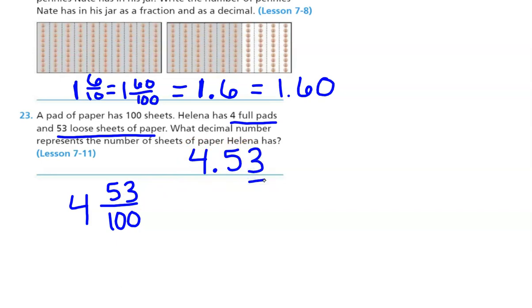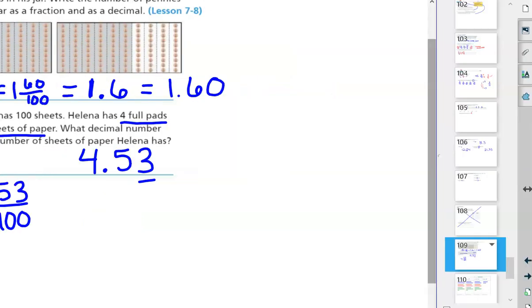So now, like I said, I apologize, but it looks like I didn't take a screenshot of that problem. So I'm just going to talk you through 24 and 25. Number 24 said, ooh, what did I do there? That was weird.